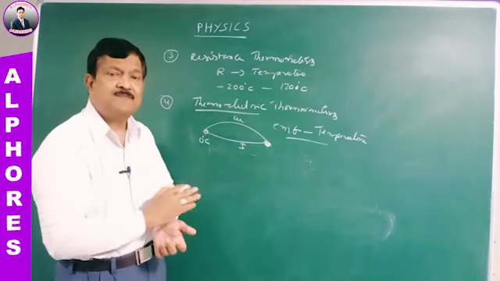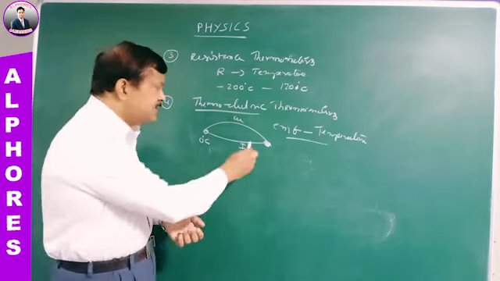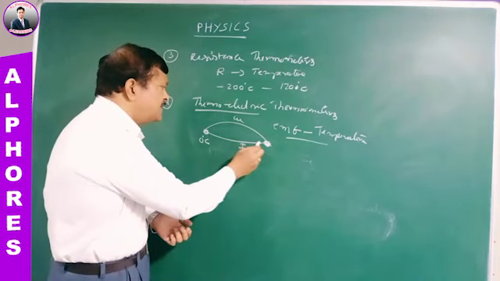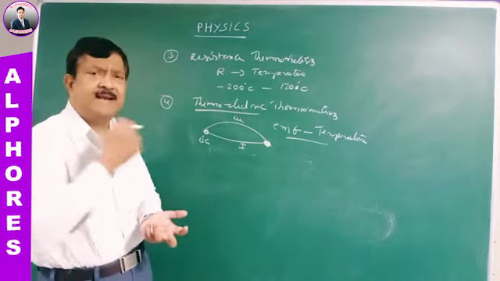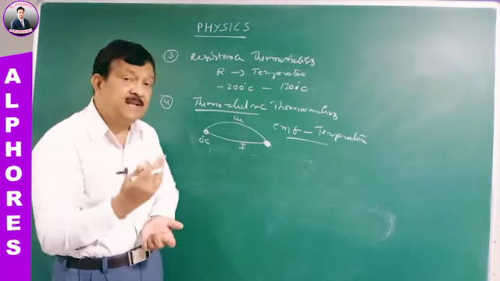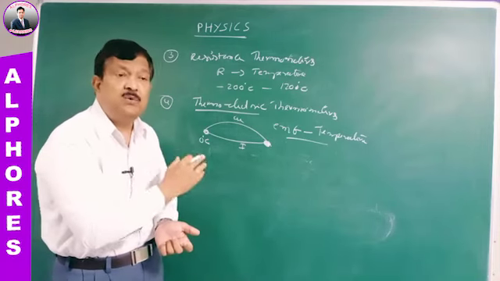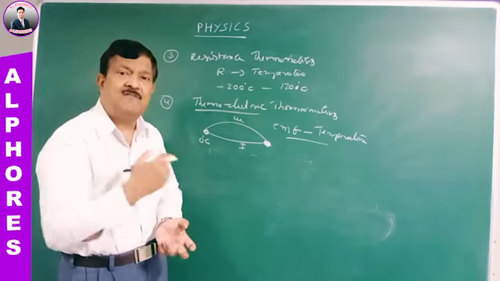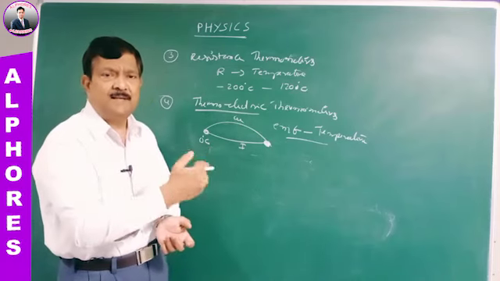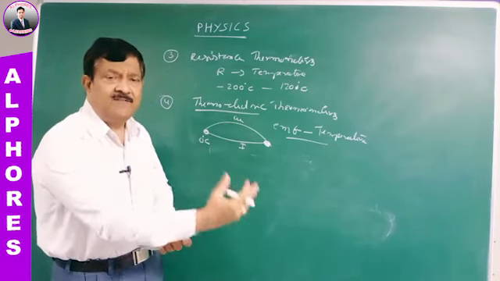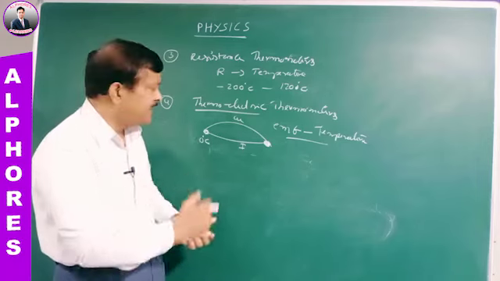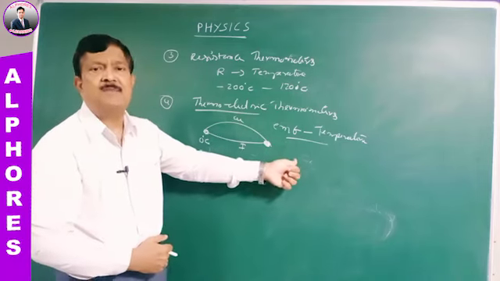Number two, these junctions will have large thermal capacity. Easily they can take energy. Because of this reason, they can also be used to measure temperatures which are varying very fast. When the temperature is changing continuously, those varying temperatures can be measured more accurately using these thermoelectric thermometers.